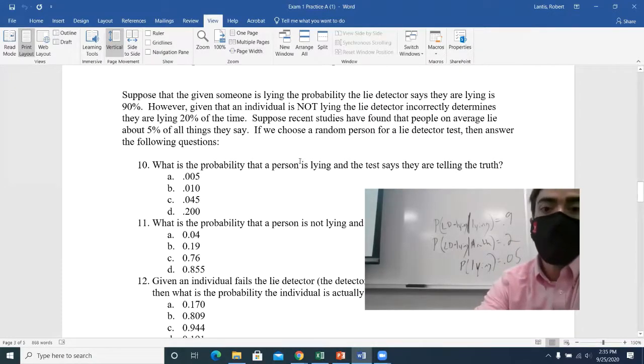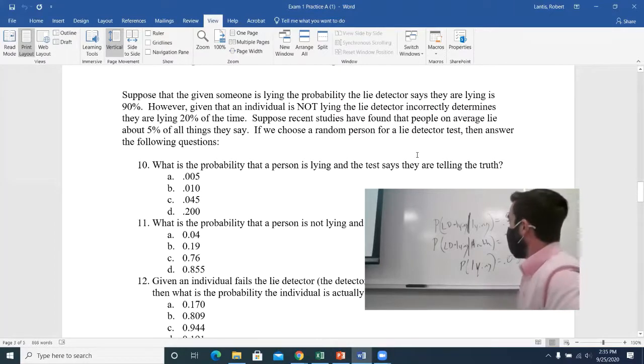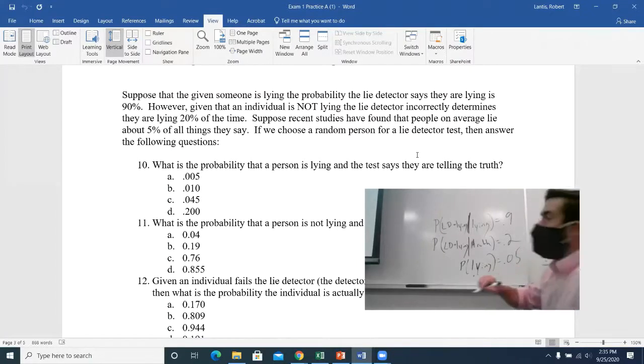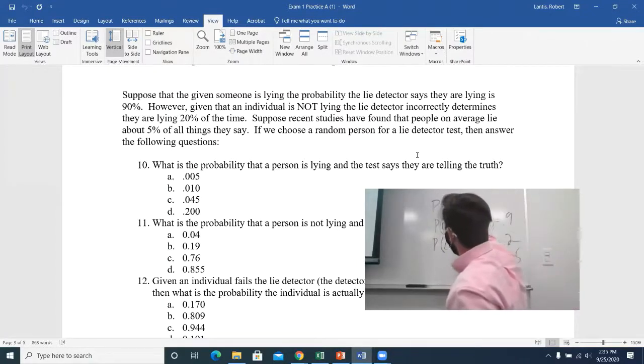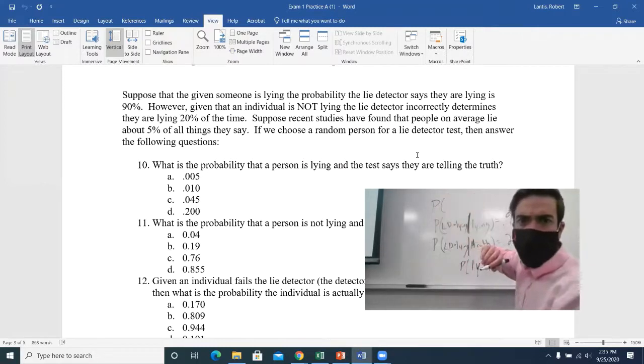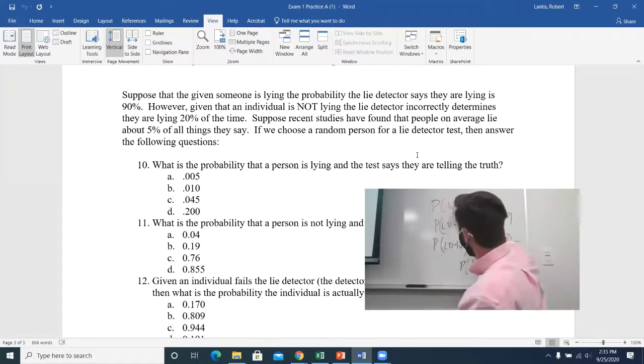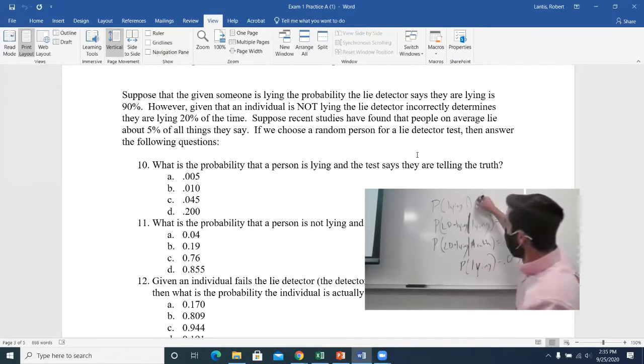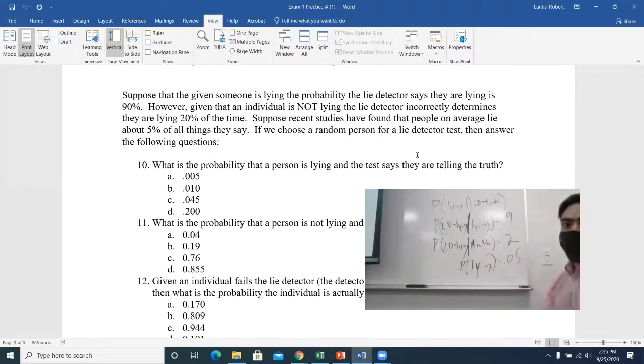So what's the probability that a person is lying and the test says they're telling the truth? So what are we looking for? We've got all this information, and what we're looking for is the probability that someone is lying and the lie detector test says they're telling the truth. That's problem 10. So I've just written out what we're looking for, okay?